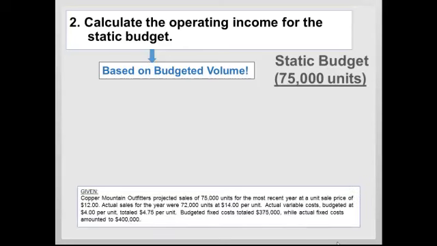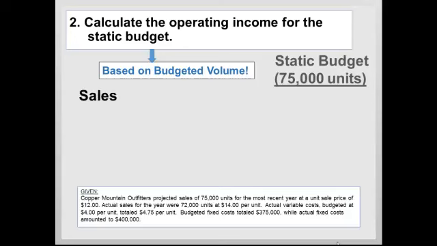Remember, Copper Mountain thought they would sell 75,000 units at $12. They did sell 72,000 units at $14. Variable costs were budgeted to be $4. They came in at $4.75. And budgeted fixed costs were $375,000 and actual fixed costs were $400,000.